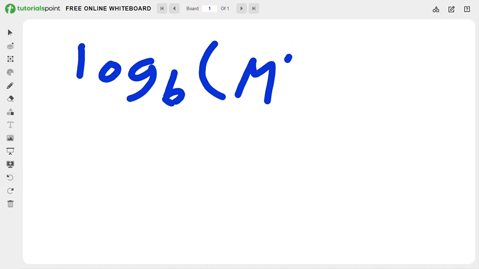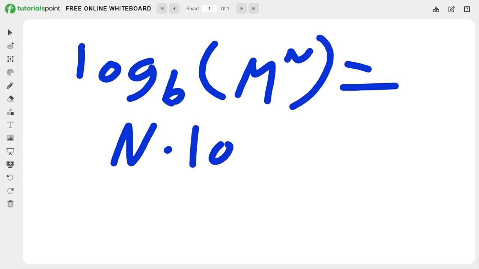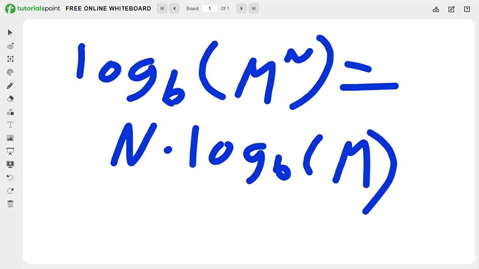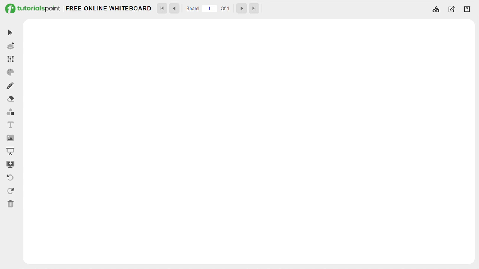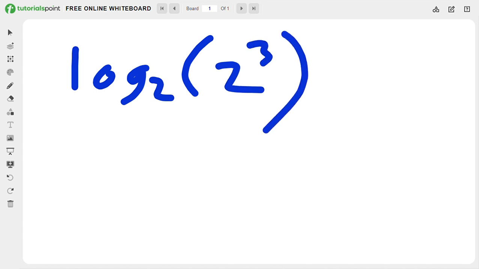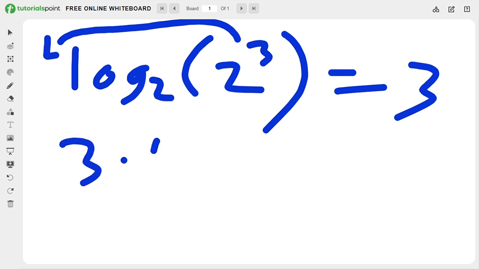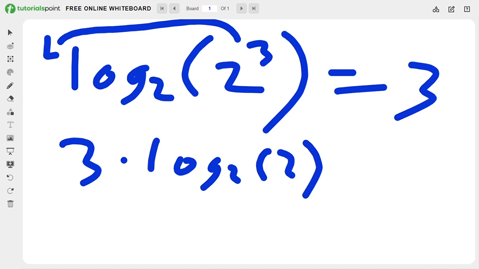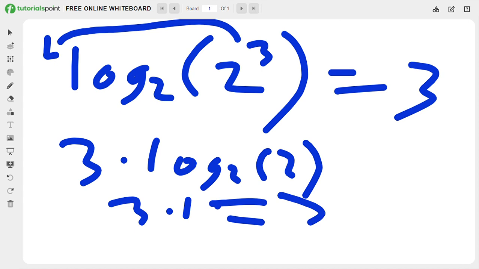M to the power of n equals, and this is a little bit different, n times log base b of m. Okay, and let's go through another example using similar numbers. Log base 2 of 2 cubed. Okay, and this is just saying what exponent of 2 is needed to get 2 cubed, which logically is 3. And so this should be equal, using our power rule, to 3 times log base 2 of 2. Log base 2 of 2 is intuitively 1, so 3 times 1, which is equal to 3.